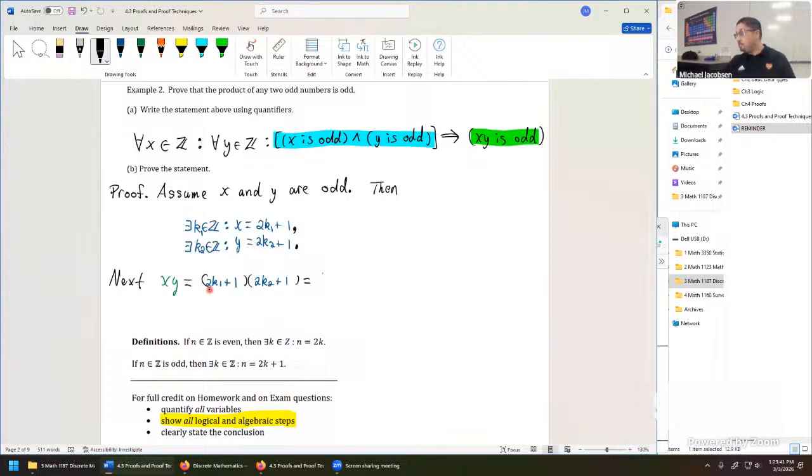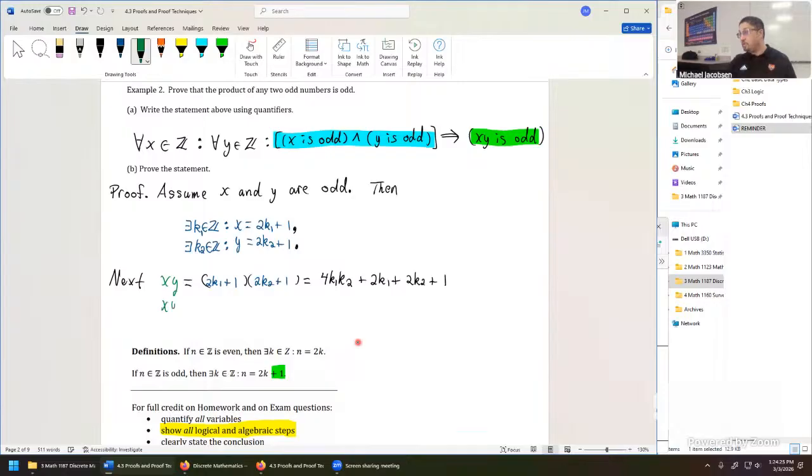Expand this, we'll get 4 k1 k2 plus 2k1 plus 2k2 plus 1. I recall we're trying to get x times y to fit the format of an odd integer. This part is checking out already. We have the plus 1 right here. We just need to double something that we know for sure is an integer. Same trick as before. If we factor out 2 from the first 3 terms, we'll have an integer hopefully left behind that's being doubled, the 2 part here. So let's keep on going.